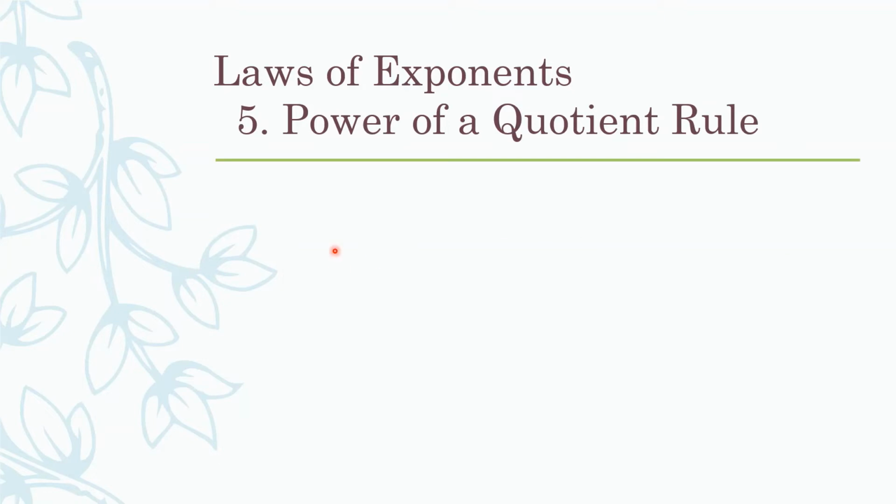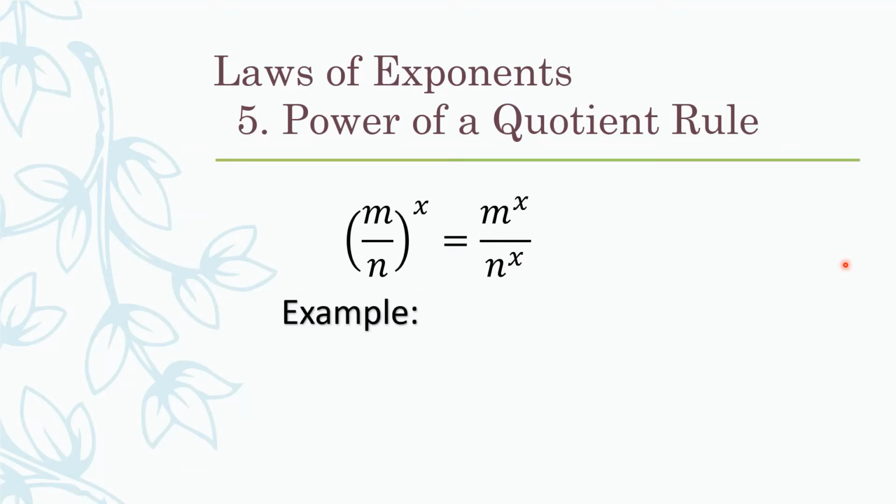Fifth law of exponents, power of a quotient rule. So, kahawig lang din ito ng fourth rule. This case, quotient naman siya. So, m over n, when you're gonna raise that by the exponent x. So, same lang din sa power of a product rule. Magiging m raised to x over n raised to x.